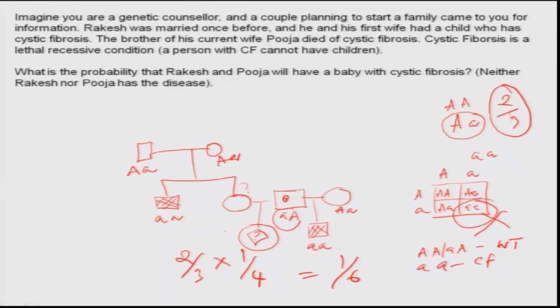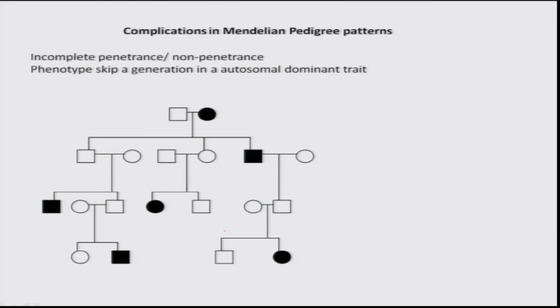This is the kind of calculation you can do and predict, and then say whether somebody in the new generation would have the disease or not. So this is how the pedigree also helps you arrive at certain conclusions, right. Let us look into the complications.